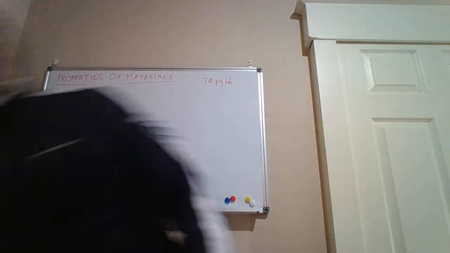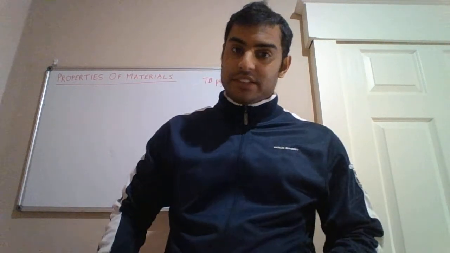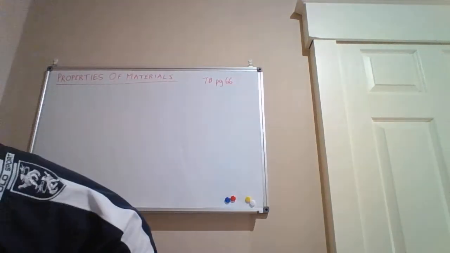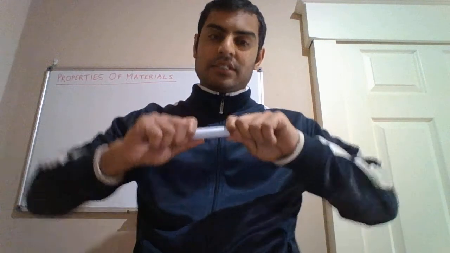The next property is flexibility. Some objects are flexible and some are inflexible. This copper wire is easily bent and is an example of an object with good flexibility. This pen resists being bent and is inflexible or rigid.